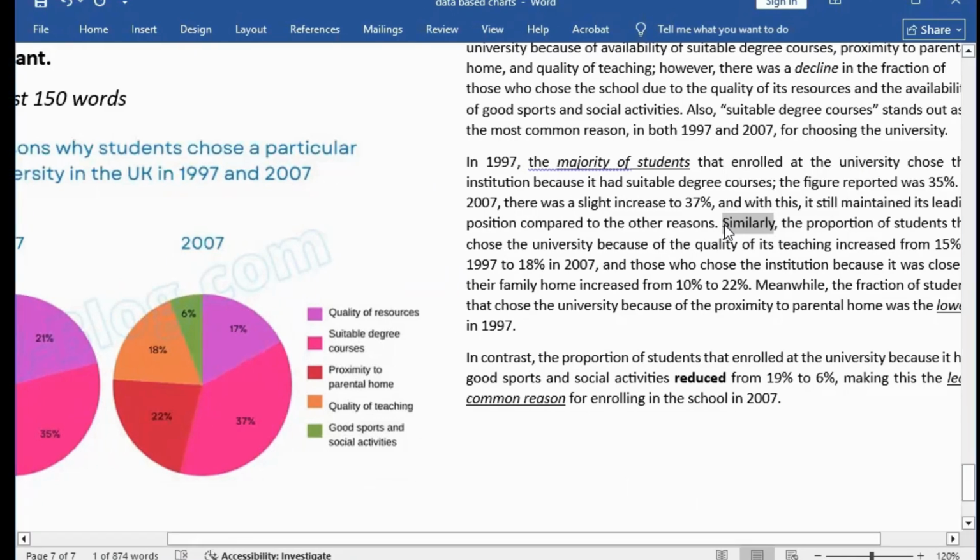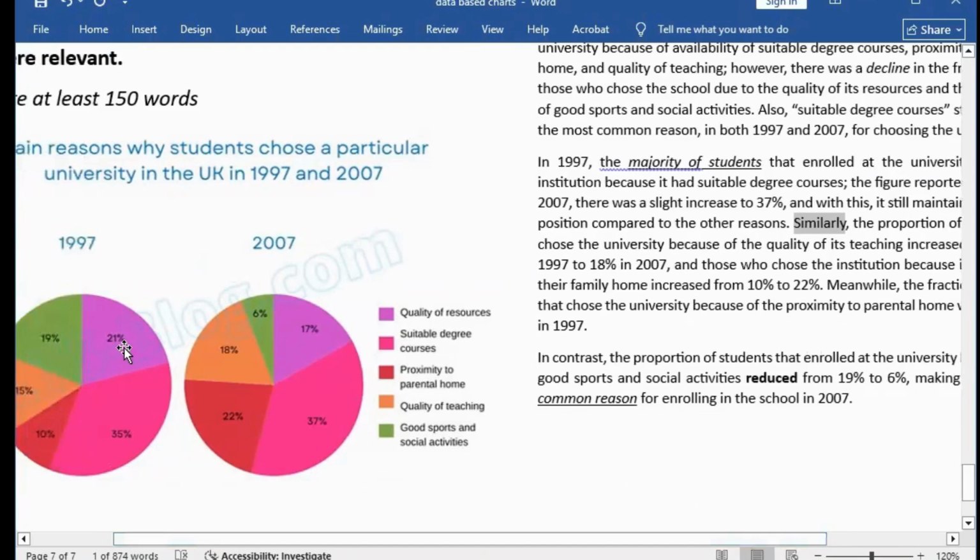I'll give you 2 minutes. I'm waiting. I want you to write a sentence to reflect the change that we saw for the quality of resources. Yes, I'm waiting. Ladies and gentlemen, who's going to do it for us? Or should I say who has done it?